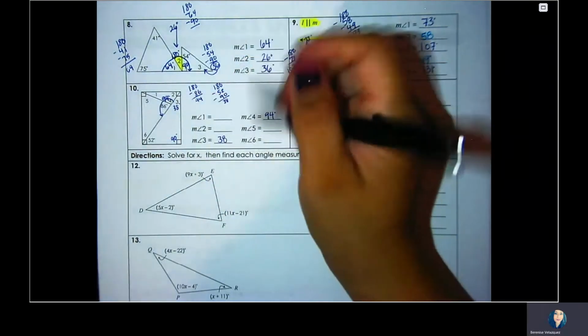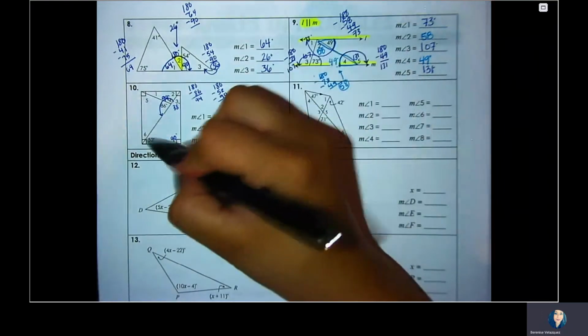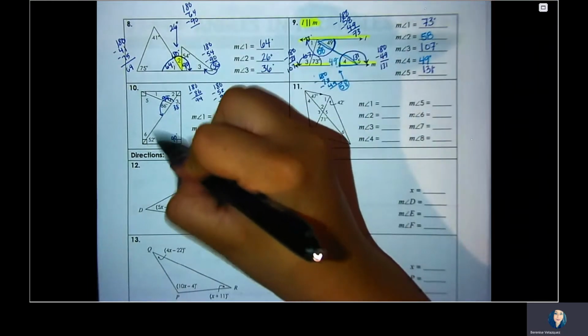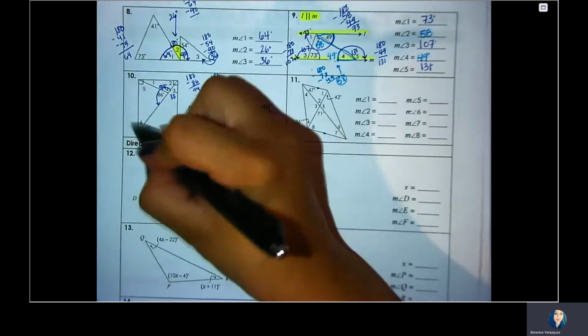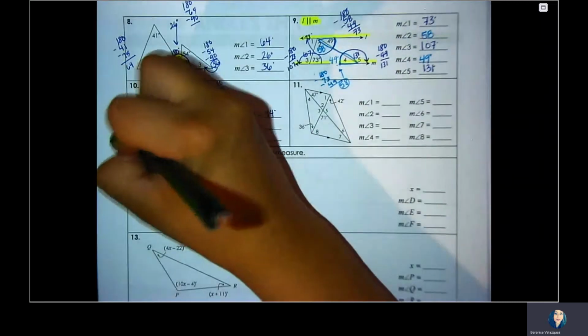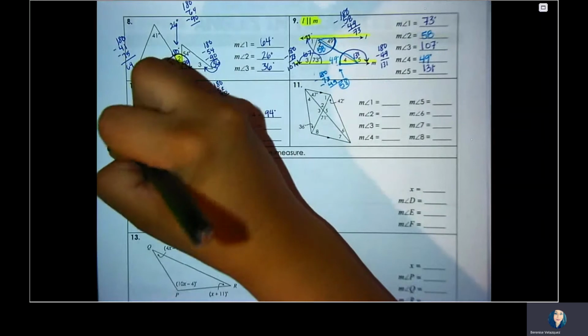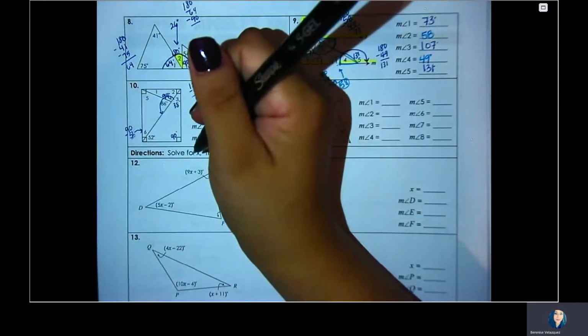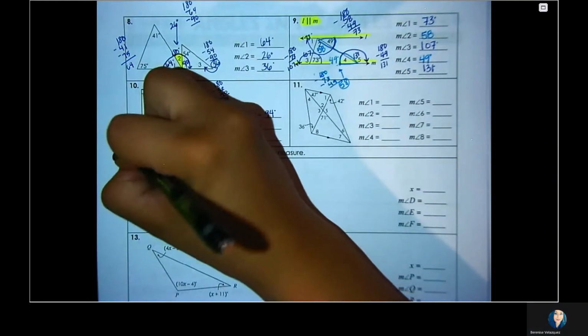So now that I know that one, there's another one I could find. So remember I told you this box is 90 degrees. So this whole thing is 90. Well, I have 52. So if I need to find this piece, all I have to do is subtract it from 90. So 90 minus 52 will get me that answer. And that would be angle 6. Angle 6 is 38.